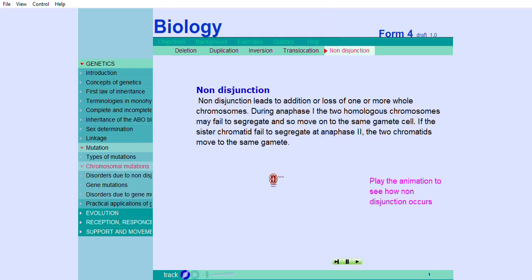Non-disjunction. Non-disjunction leads to addition or loss of one or more whole chromosomes. During anaphase 1, the two homologous chromosomes may fail to segregate and so move on to the same gamete cell. If the sister chromatids fail to segregate at anaphase 2, the two chromatids move to the same gamete. Play the animation to see how non-disjunction occurs.